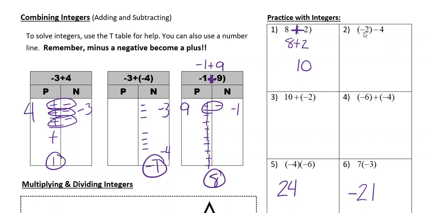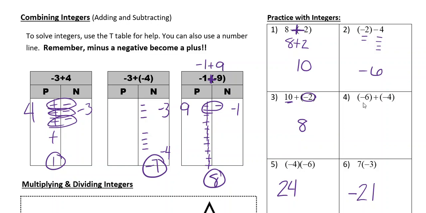I have 2 negatives and 4 more negatives. 2 negatives, 4 more negatives give me a total of 6 negatives. I have 10 positives and 2 negatives. They'll be opposites of each other, so they'll end up canceling, and I'll end up canceling 2 of them. And I have more positives left over, so my solution is going to be positive, and it's going to be positive 8.